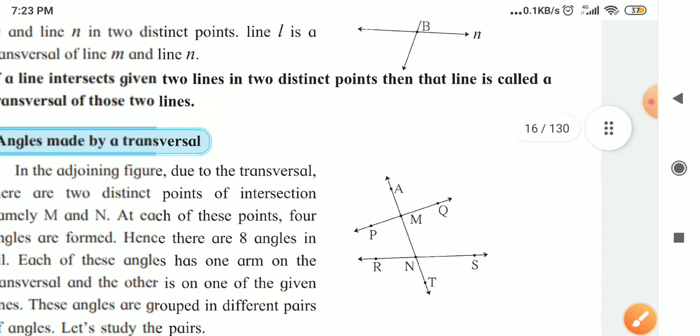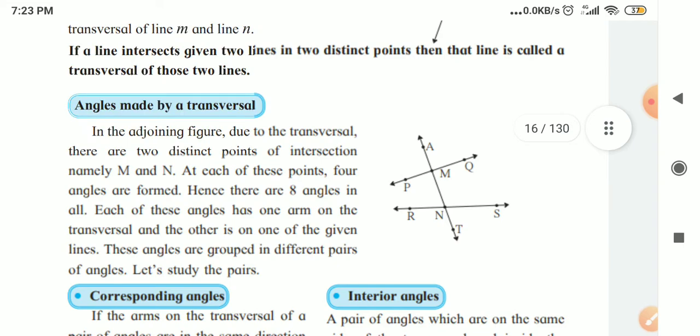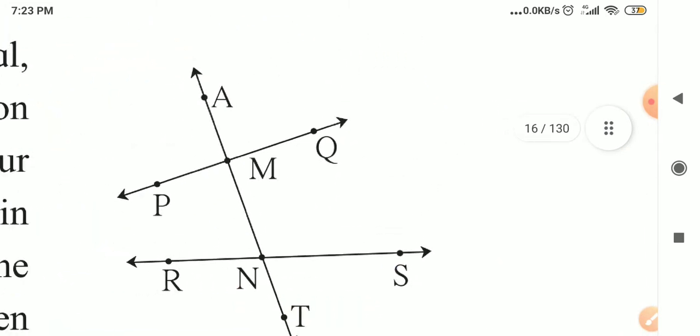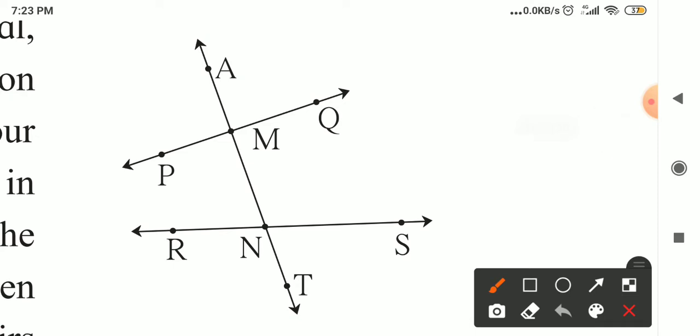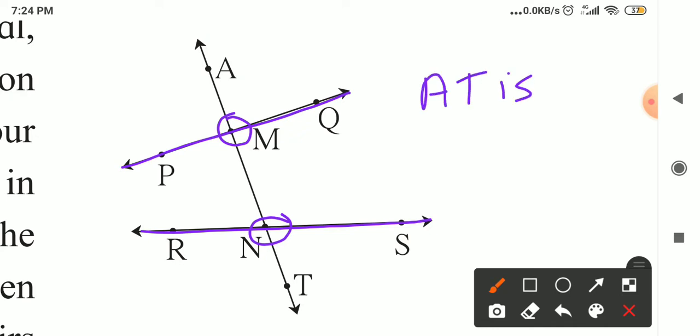Okay, then the next point is the angles made by a transversal. If you see here in this figure, two lines are there. Which two lines are there? PQ and RS. And which is the transversal? Yes, the transversal is AT. Okay, the transversal is AT. Why? Because PQ and RS are two lines and this line AT intersects PQ and RS at two distinct points, and these points are M and N, and that's why AT is the transversal.